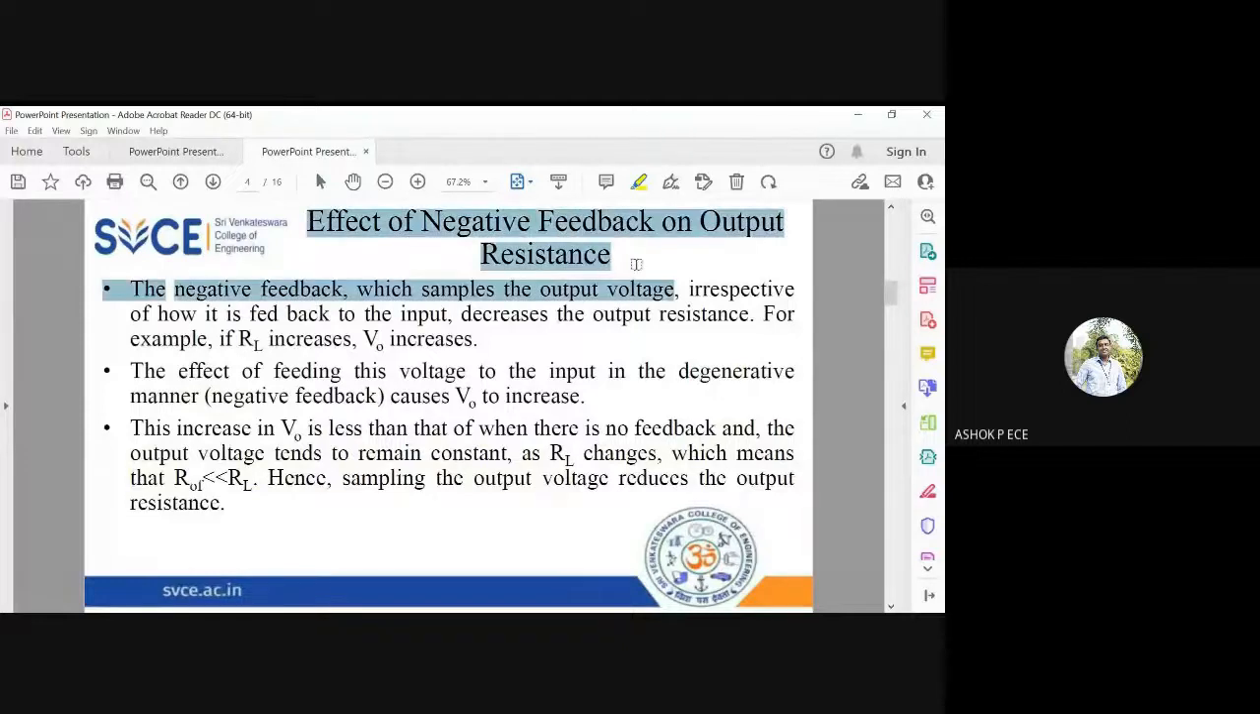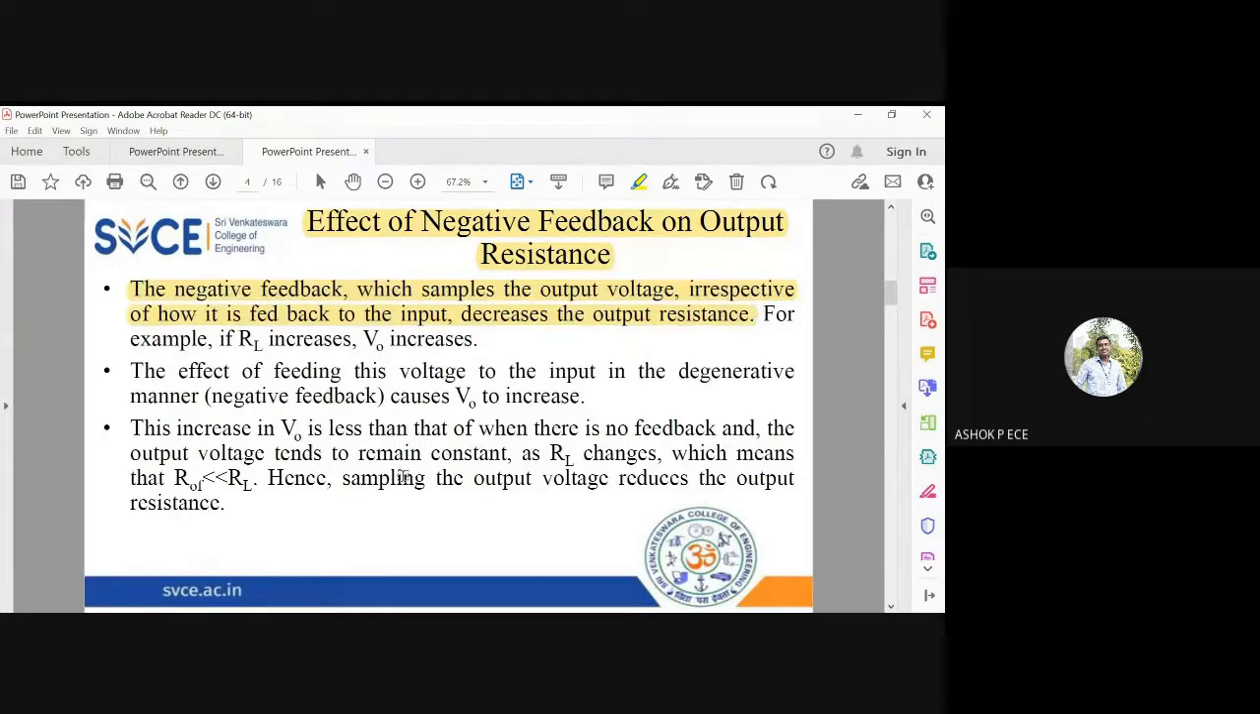Same way, output resistance. On the output side, I'm going to use a sampling network. So if I'm going to sample the voltage, I'm going to take it across, correct? When I take it across the resistance, in parallel, the resistance will decrease. So remember, when I use voltage sampling, my output resistance will decrease.